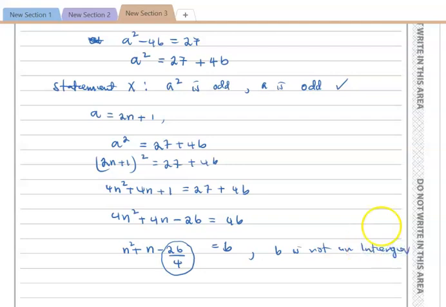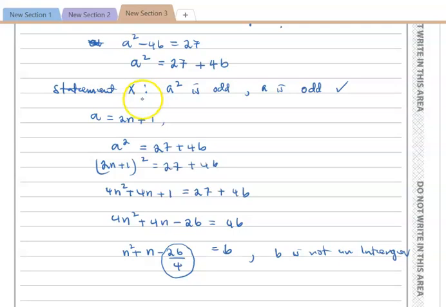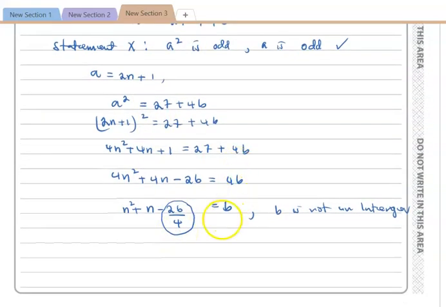But what was your assumption? Your assumption was that there exist integers a and b. But what you have proved here is that if a is an integer, which is an odd number, then the number you're going to come up with for b is not going to be an integer. Therefore, the assumption, the negation, is wrong.